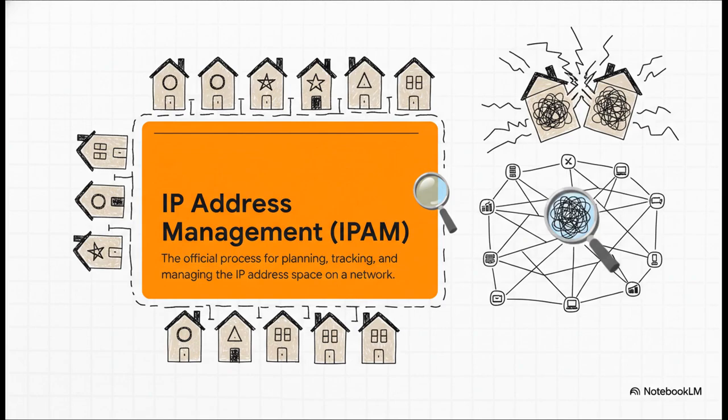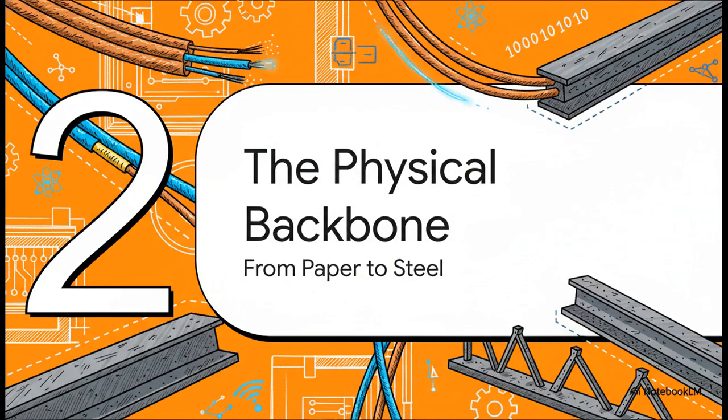Pretty wild, right? And this is how they keep it all straight. It's called IP address management, or IPAM for short. Just think of it like the network's official address book. Its whole job is to make sure that no two devices ever try to claim the same digital address. Because if they did, it would be like two houses having the same street number. Just total chaos.